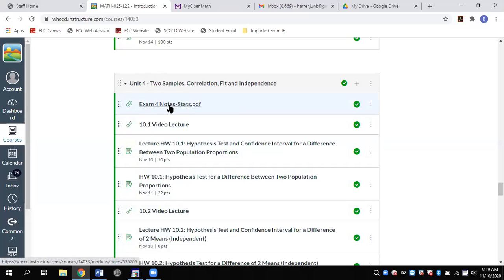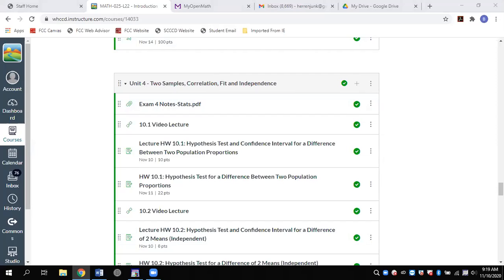I encourage you to click on that, open that file, have that printed, or just have it open so you can refer to it. I'll be showing it as we work through the problem. This is Unit 4. We're going to start talking about 2 samples, correlation, fit, and independence, which probably doesn't mean a lot. Maybe 2 samples does, and you'll see as we go.